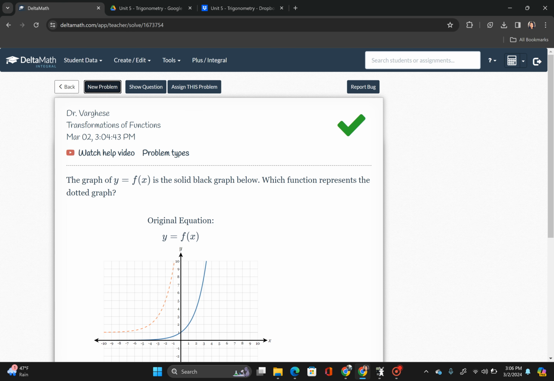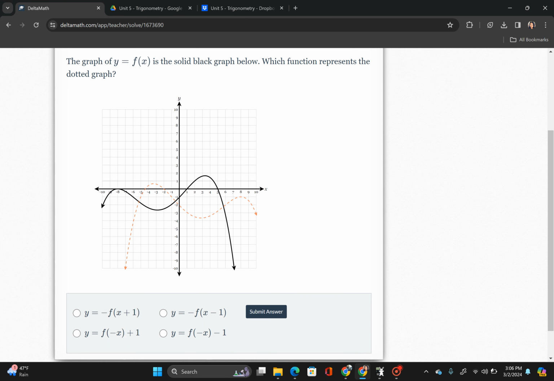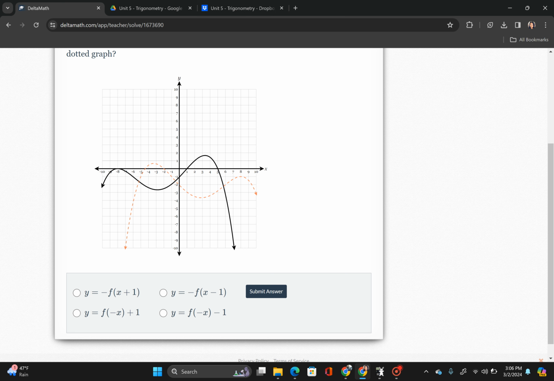So automatically I see a graph, and I'm going from my black line to my dotted. I can see that it's automatically getting reflected over the y-axis. So that means that it's going to be either the bottom one here, or the two bottom ones can be either one of these. So it's getting reflected over the y-axis, which means the negative is on the inside of the function. And then after that, it's also getting shifted down 1. So that's going to be right here, right? -1 is on the outside. So I'm going to submit.